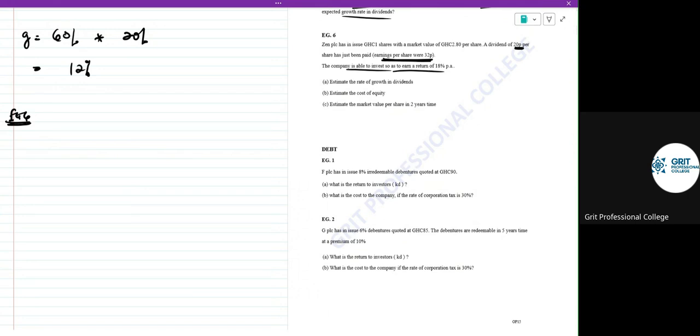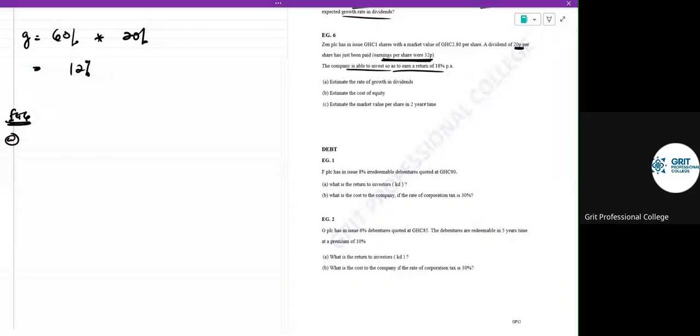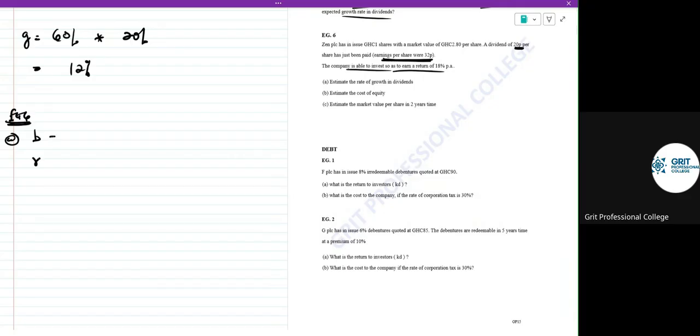Okay. The company is able to invest so as to earn a return of 18% per annum. A. Estimate the rate of growth in the company's dividend. And you see, based on the information presented to you, to estimate the growth rate in the company's dividend, you know that it is either I'm using the past rate of dividend payment, or the past growth in dividend payment, or I'm using the RB model. Per the information we have, the applicable approach towards calculating the growth rate is the RB model. So it is just up to you to determine what the retention ratio will be and what the return on reinvestment will be.